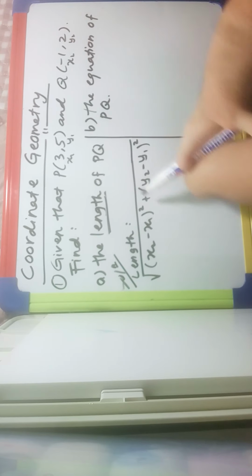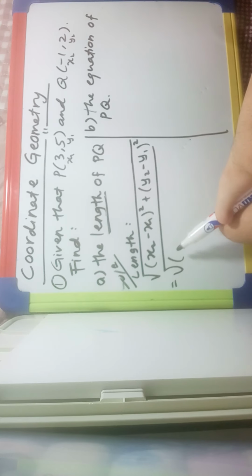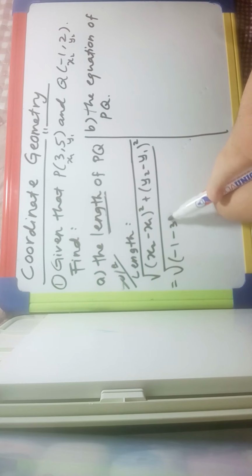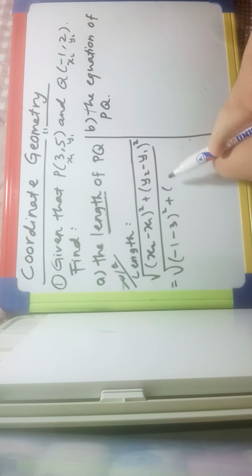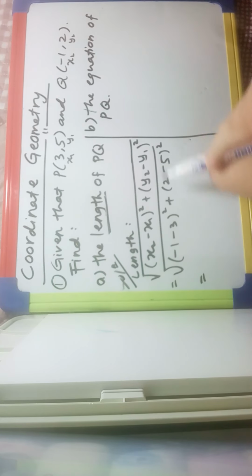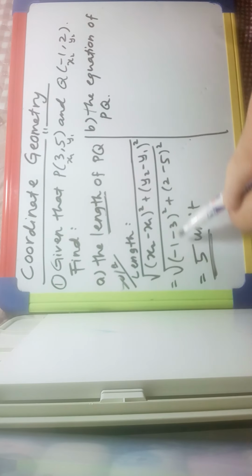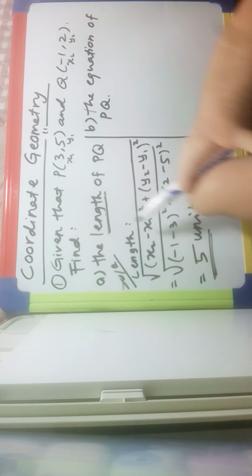Now I will substitute the value. So it's going to be the square root of x2 minus x1, so negative 1 minus 3 squared, plus y2 minus y1, 2 minus 5 squared. You press your calculator, so it's going to be 5 units. So the length from P to Q is 5 units. How to get 5 units? You insert the value in your calculator. So this is the length of PQ.